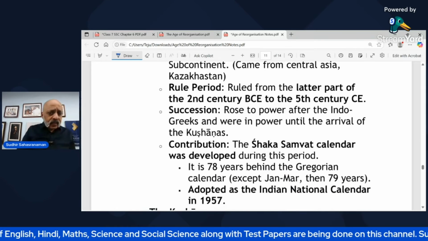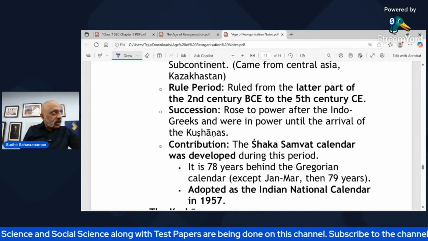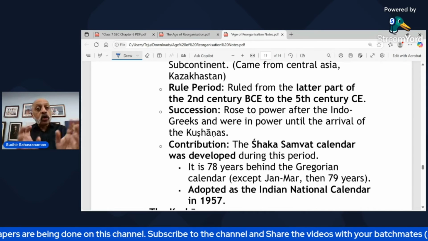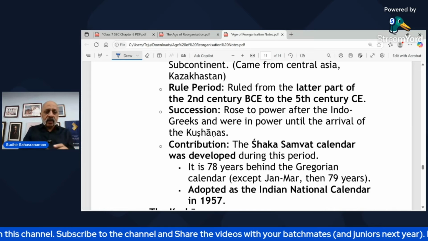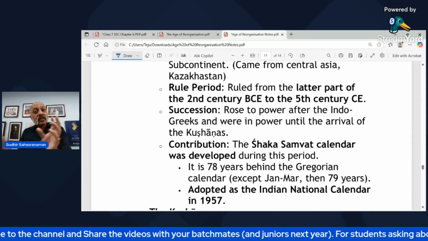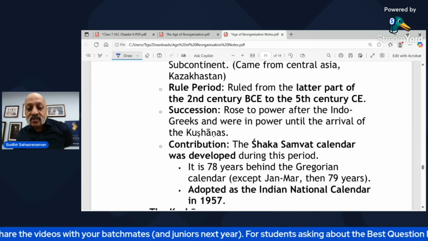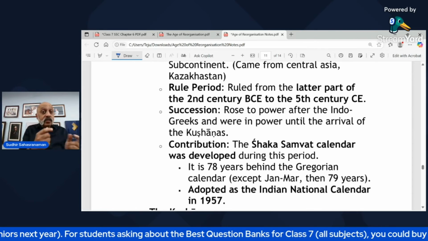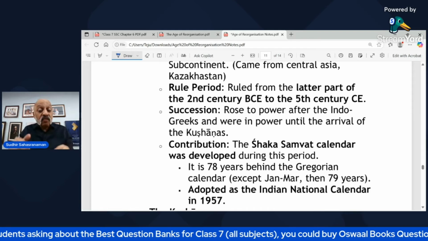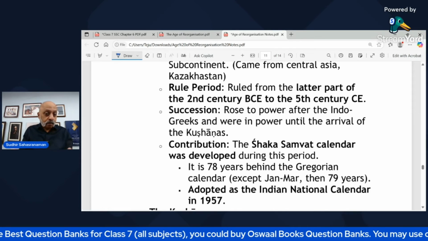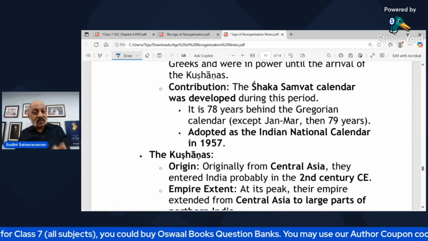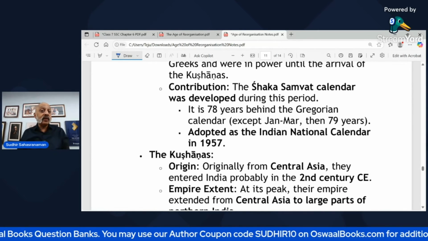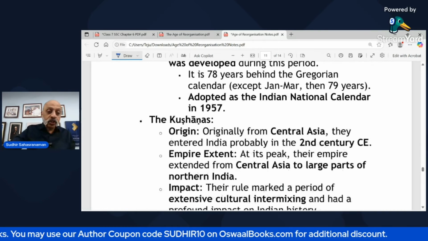And they came after. So it was the Indo-Greeks first, then the Shakas, and then the Kushanas, right? All of them ruled over more or less the same area. And they were in power till the Kushanas came. And the Shaka Samvat calendar was developed during this period. Now, this is important because the Samvat calendar is also used for various purposes even today, especially by astrologers and palmists, etc. Right? It is 78 years behind the Gregorian calendar, and it was adopted as the Indian national calendar in 1957.